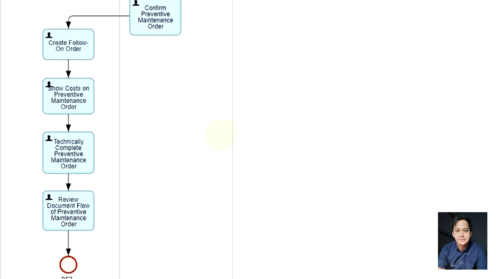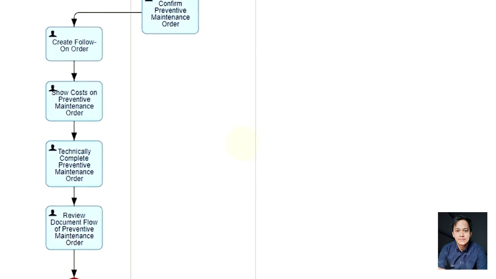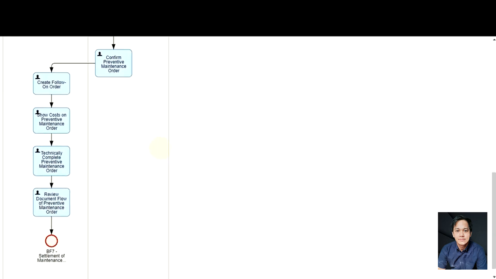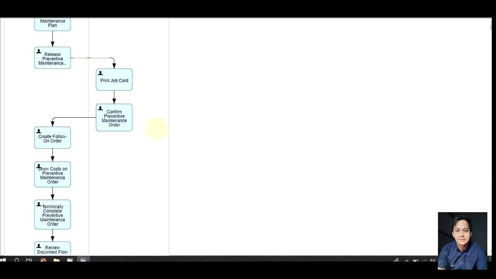The eighth process box is create follow-on order. This process is now assigned back to the maintenance planner to check whether the preventive maintenance order needs another follow-up order. This will create a relationship between the preceding order and the follow-on order in a hierarchical structure. The Fiori app transaction for this is create follow-on order.